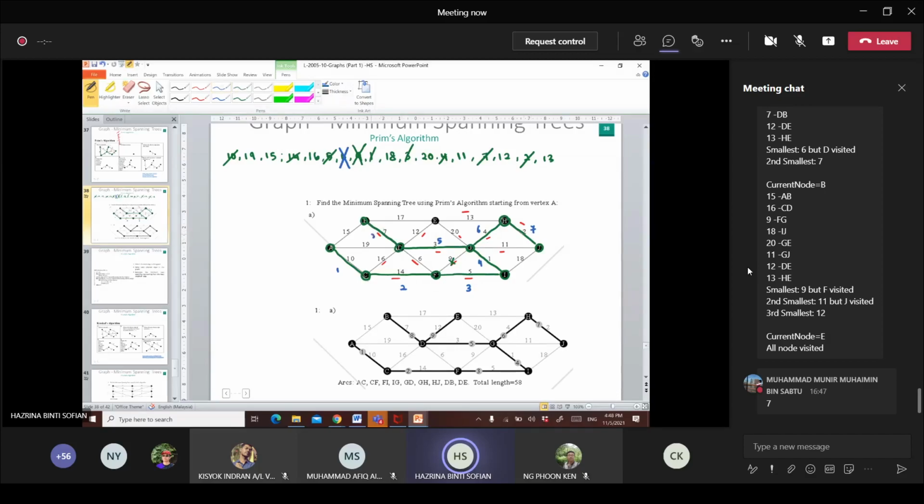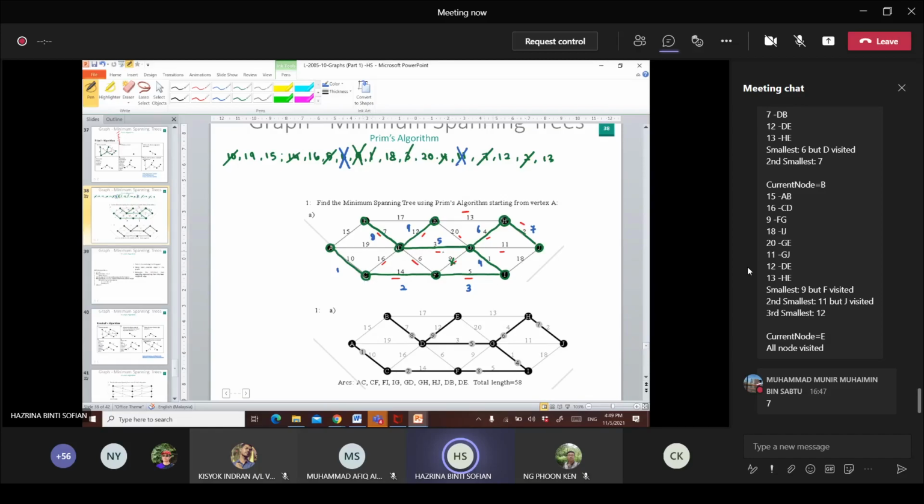So this is our 8. Okay. So right now, we will need to see the smallest, 11. We cannot do 11 because it will be cyclic. So we cancel this. Then we see 12. 12 is here. Number 9.